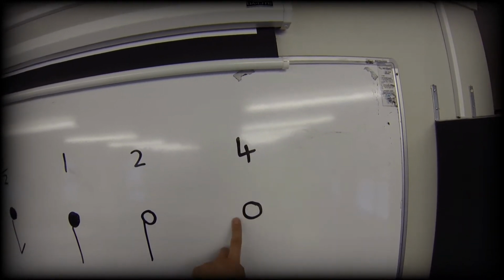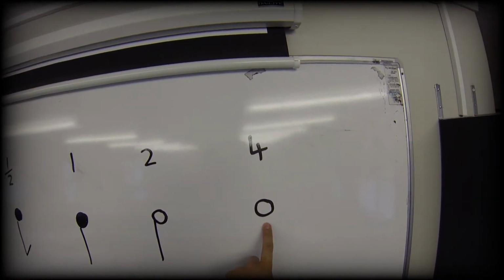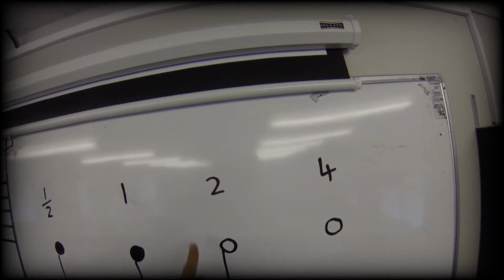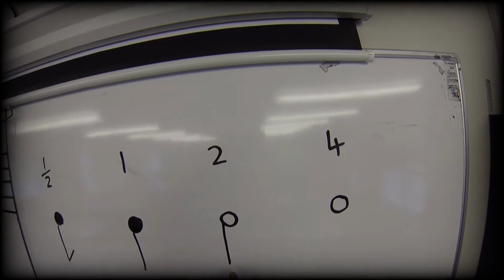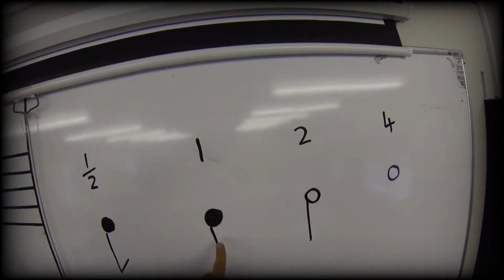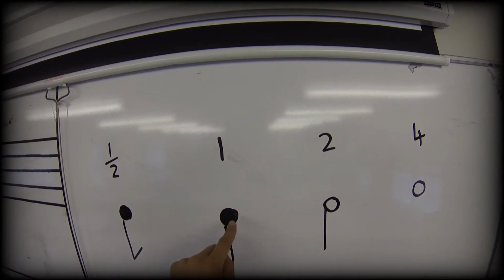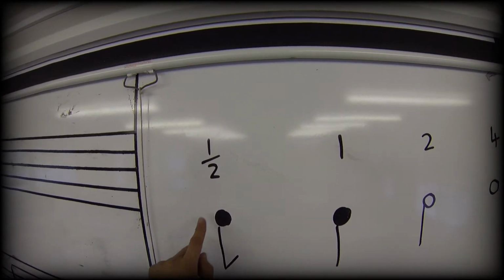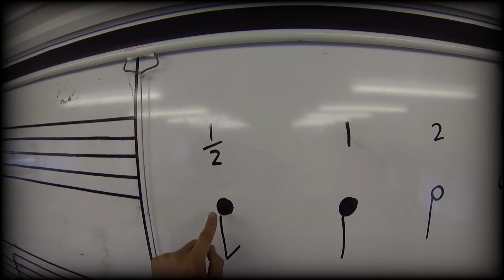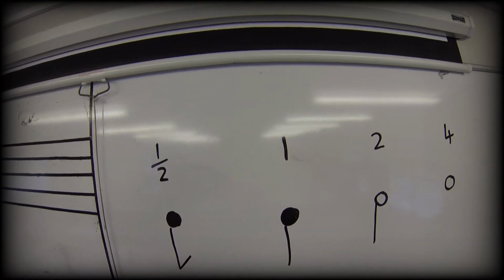So we have 4-beat notes, also called whole notes. We have 2-beat notes, which are hollow with a stem. We have 1-beat notes, which are solid note heads with a stem. And we have half-beat notes, which are solid note heads with a stem and a beam.